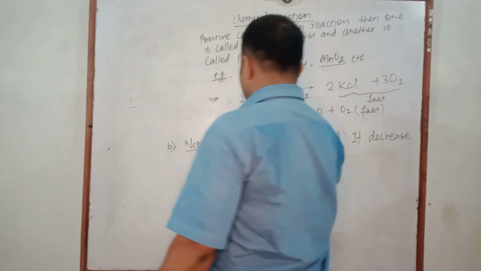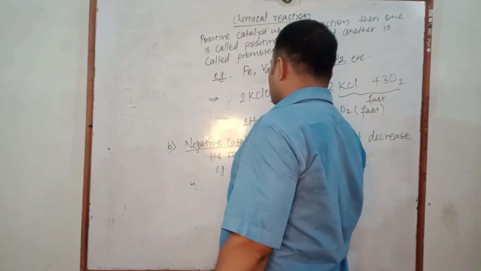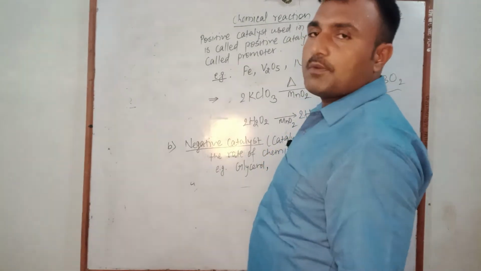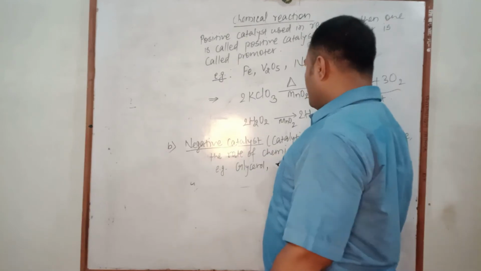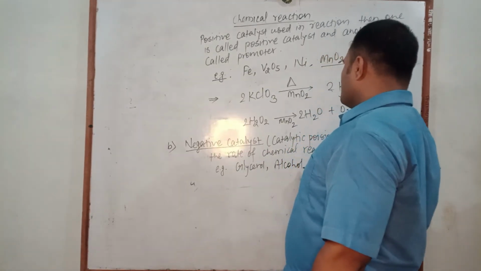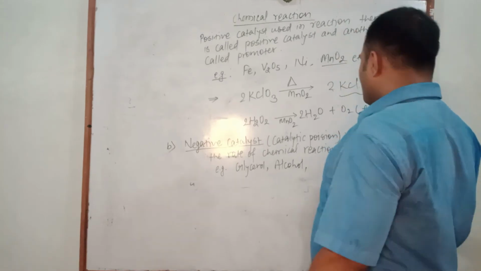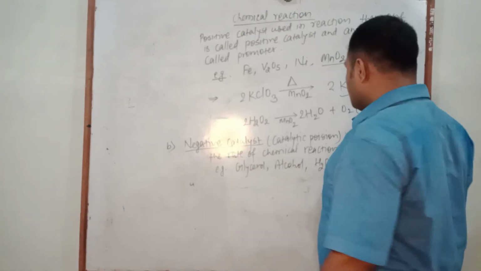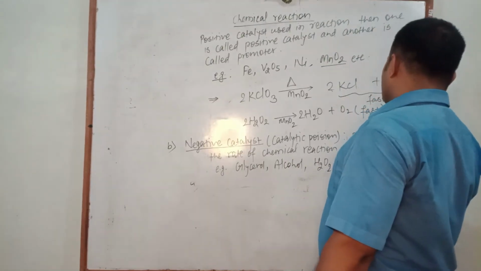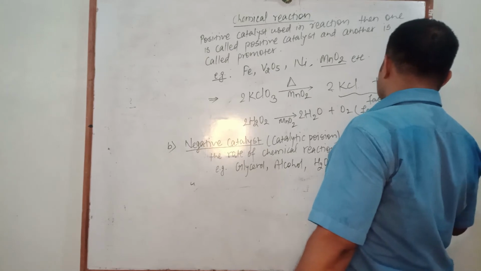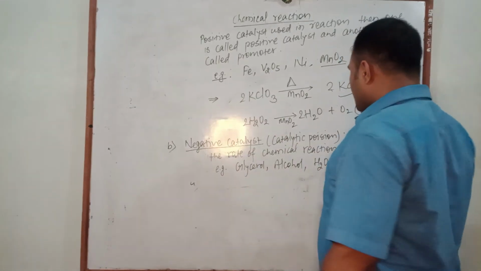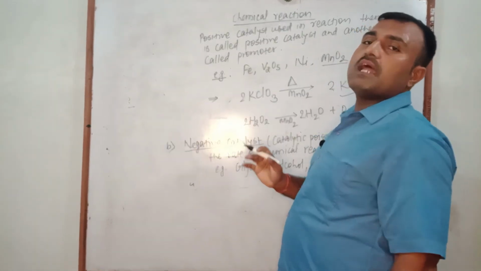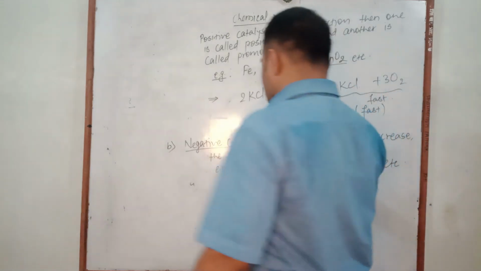As for example, when we use glycerol or glycerin in a chemical reaction, then the reaction gets stopped or retarded. If alcohol is used, the rate of reaction also gets retarded. When you use hydrogen peroxide in any reaction, its rate gets retarded. When we use phosphoric acid in a chemical reaction, its rate gets retarded. Therefore, these are called negative catalysts. Inert gases, nitrogen, these also act like negative catalysts.